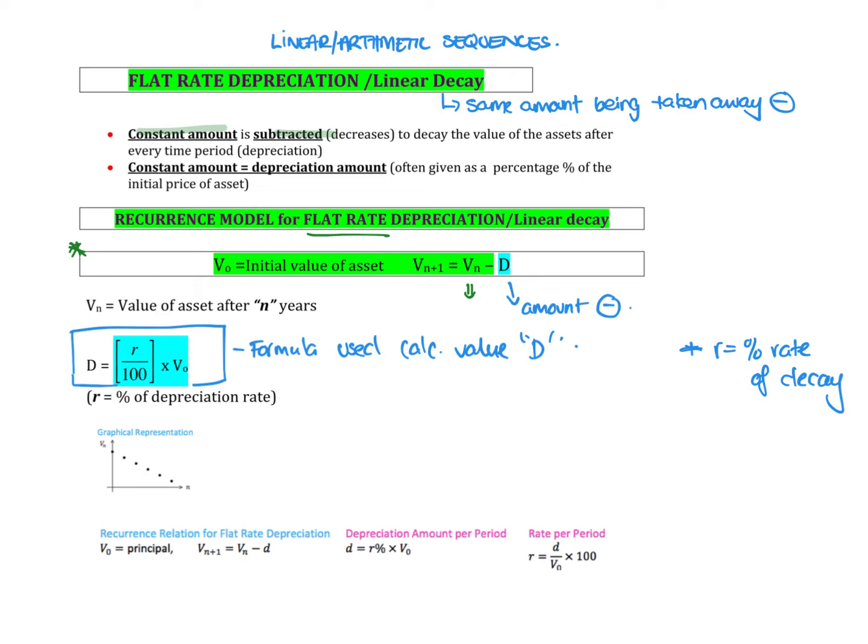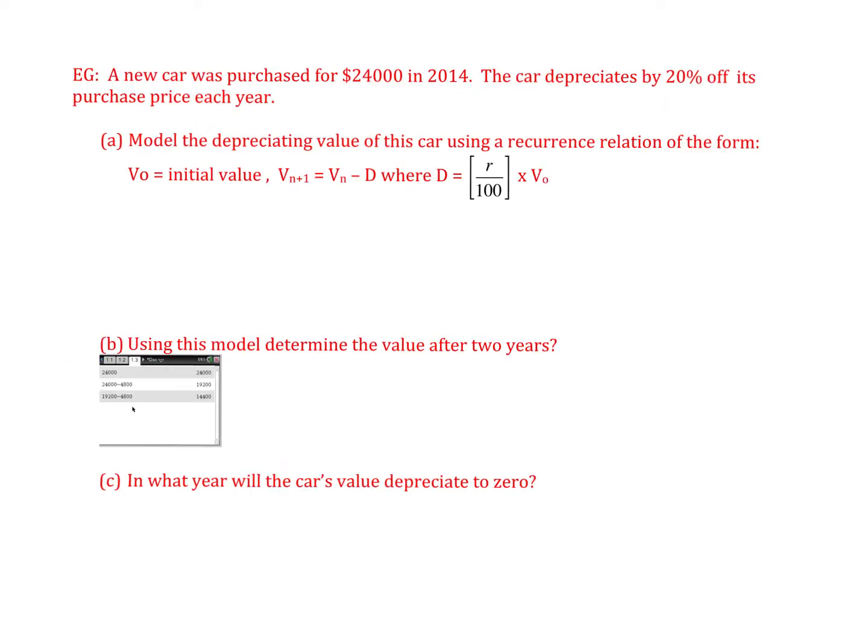Now if you were graphing this, here you can see your car starts off at a certain price, and it's going down in a straight line, going down in value. All right, so let's have a look at an example. We're going to practice the recurrence relation first. A new car was purchased for $24,000. So that's them telling me a V0 there.